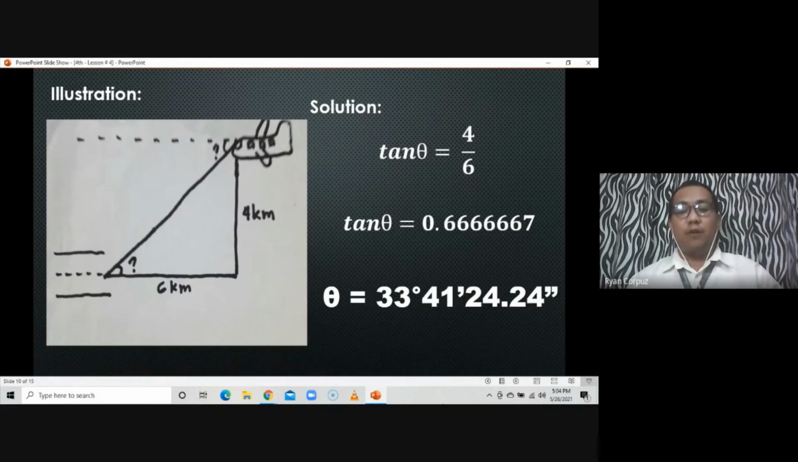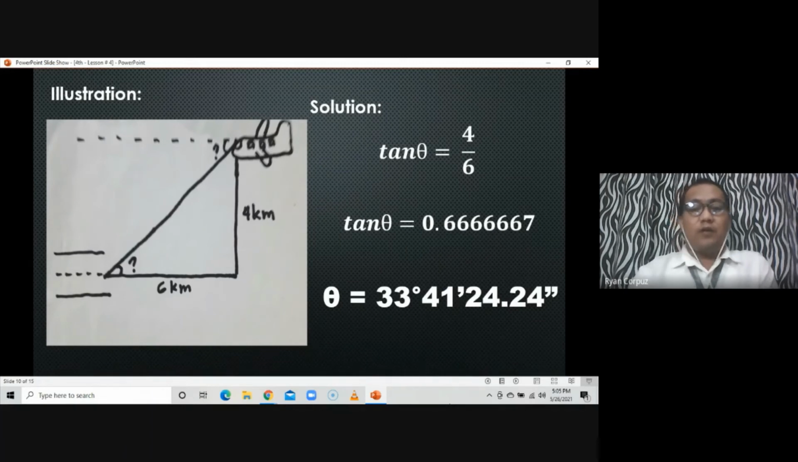Then, kung decimals yon, if you want to find out the exact measure of the angle, you just have to press DMS. So, i-press mo yung DMS, then you will get the exact measure of the angle that we are looking for, which is equal to 33 degrees, 41 minutes, and 24.24 seconds. So that's the measure of this angle, which is also the measure of this angle, which is what we call the angle of depression. So yun yung measure ng angle that we are pertaining to.